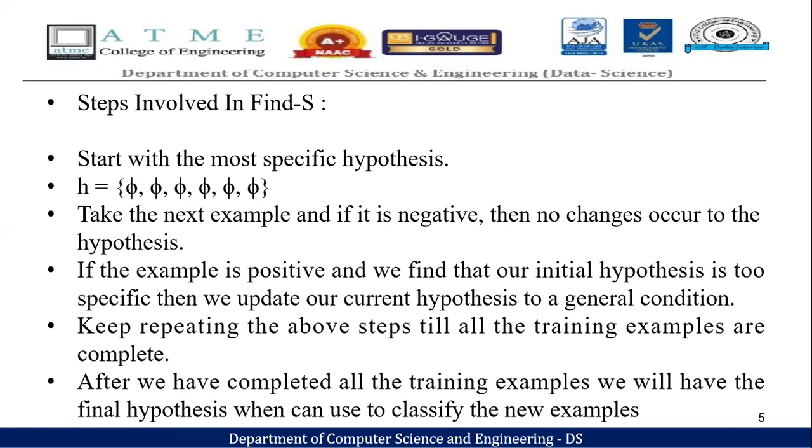Then we consider the data set we are dealing with, and we keep on checking. If the sample is positive, we check the sample against the existing hypothesis. If both match, fine, we can retain the hypothesis. If it doesn't match, then we need to replace that attribute with a question mark. If the sample or example we are considering is negative, then we should not at all consider that example. You will understand this clearly with one example.